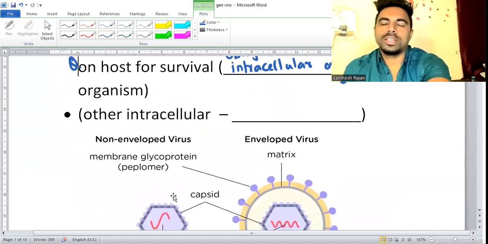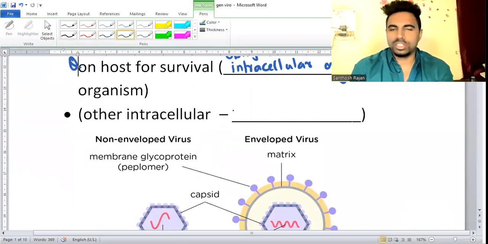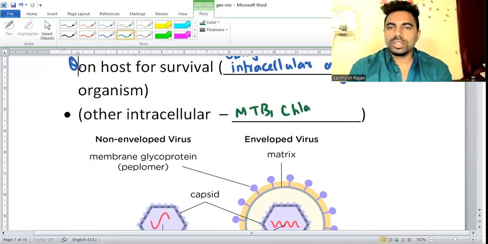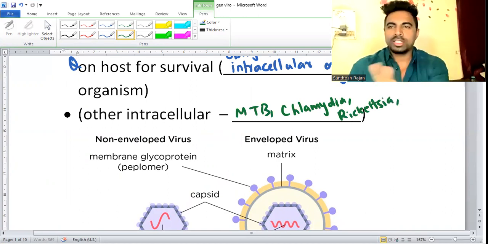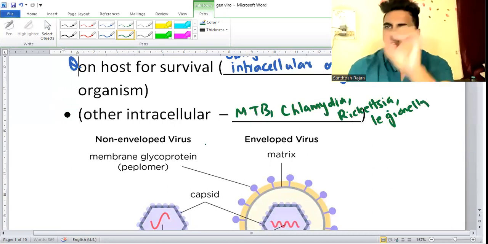What are the other bacteria, you know, which are also obligate intracellular? This virus, but what other bacteria? Are you guys saying Mycobacterium TB? If you're saying Mycobacterium TB, that is the right answer. Then Chlamydia, right answer. And also Rickettsia. They always say Chlamydia and Rickettsia are intermediate between virus and bacteria. They share the properties of both. Also, Legionella, sometimes it's included, but not frequently asked. So these are a few other intracellular organisms you must know.